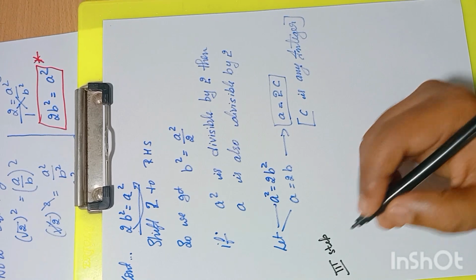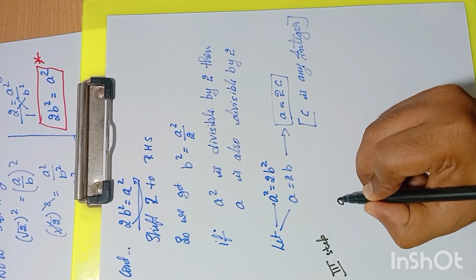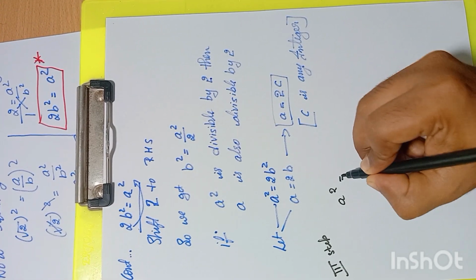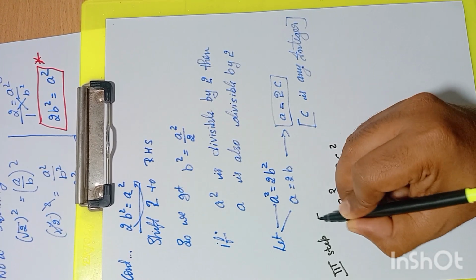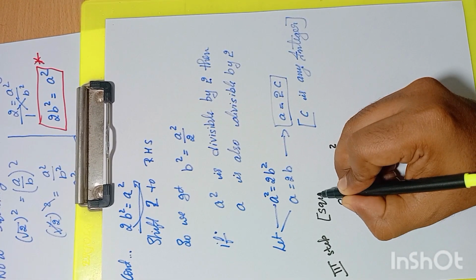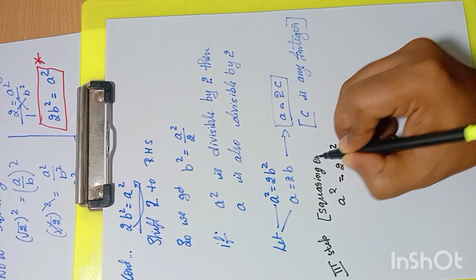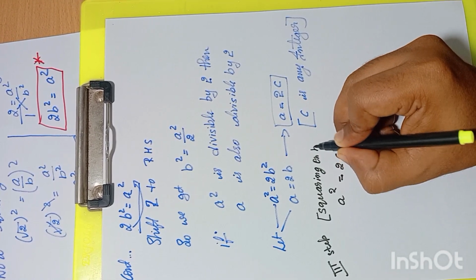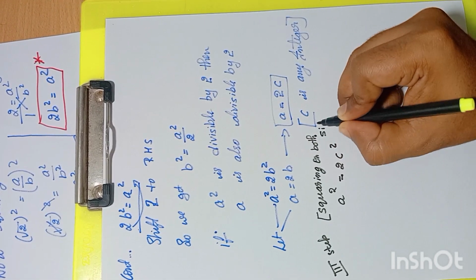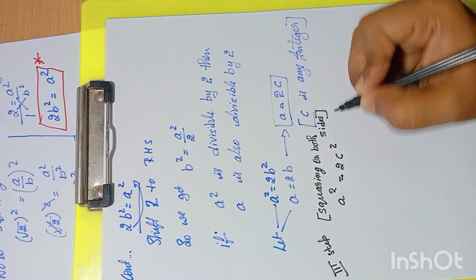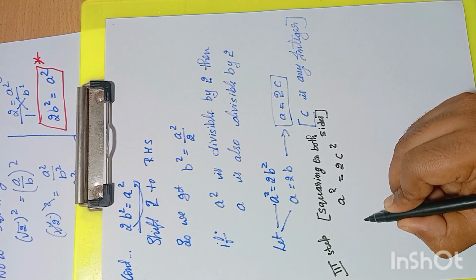So this one is a very important point here. Instead of b square we have taken c, instead of b we have taken c. So squaring on both the sides, a is equal to 2c. For that one, squaring on both the sides, we will get a square is equal to 2c square. It means that both the sides we are squaring.